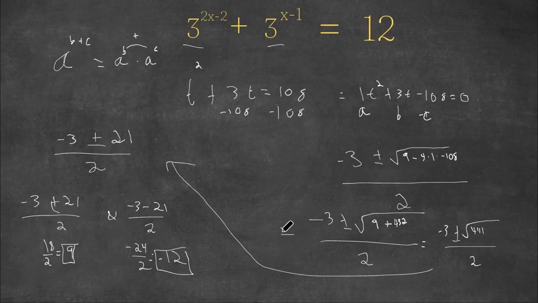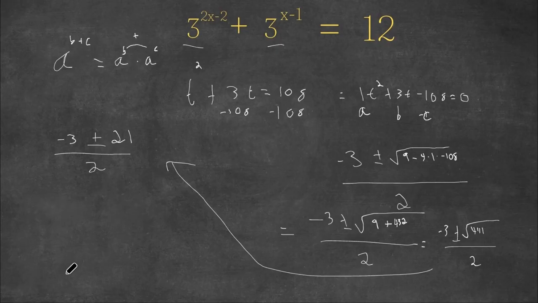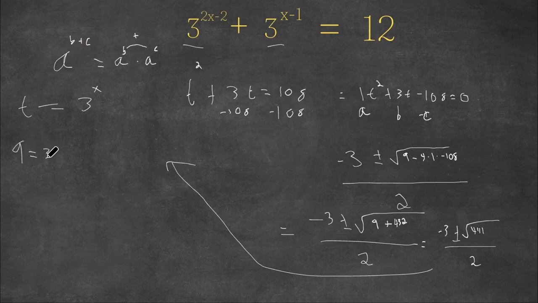And remember, we set t to equal 3 to the power of x, right? T equals 3 to the power of x. And our values for t are 9 and negative 12. So this gives us two equations. 9 equals 3 to the power of x, and negative 12 equals 3 to the power of x.